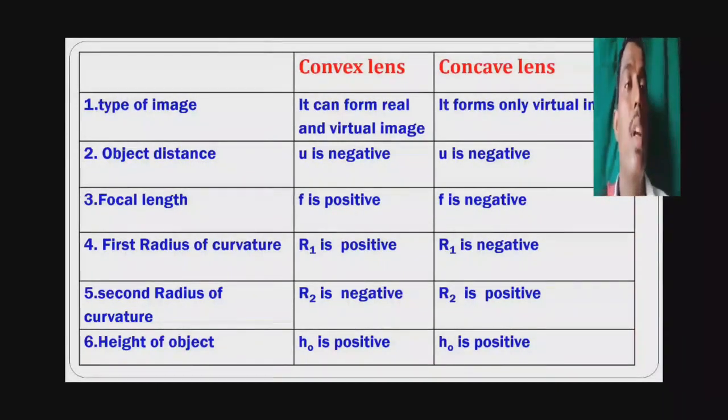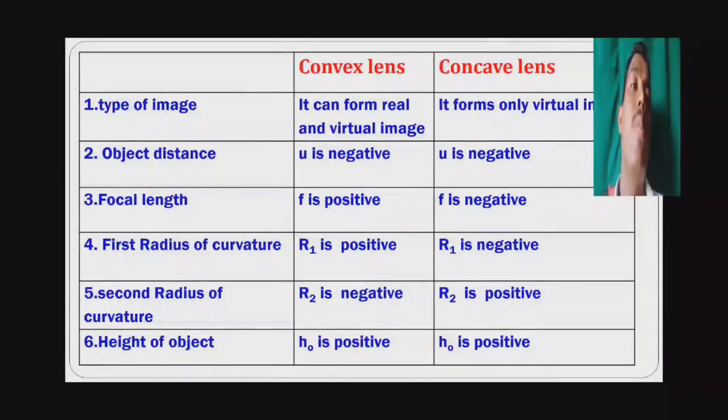Convex lens, as you already know, can form real and virtual images. Concave lens forms only virtual images. Object distance is always measured opposite to the direction of the incident ray. That's why u is negative for both lenses. Focal length f is positive for a convex lens, indicating it is a converging lens. f is negative for a concave lens, indicating it is a diverging lens.